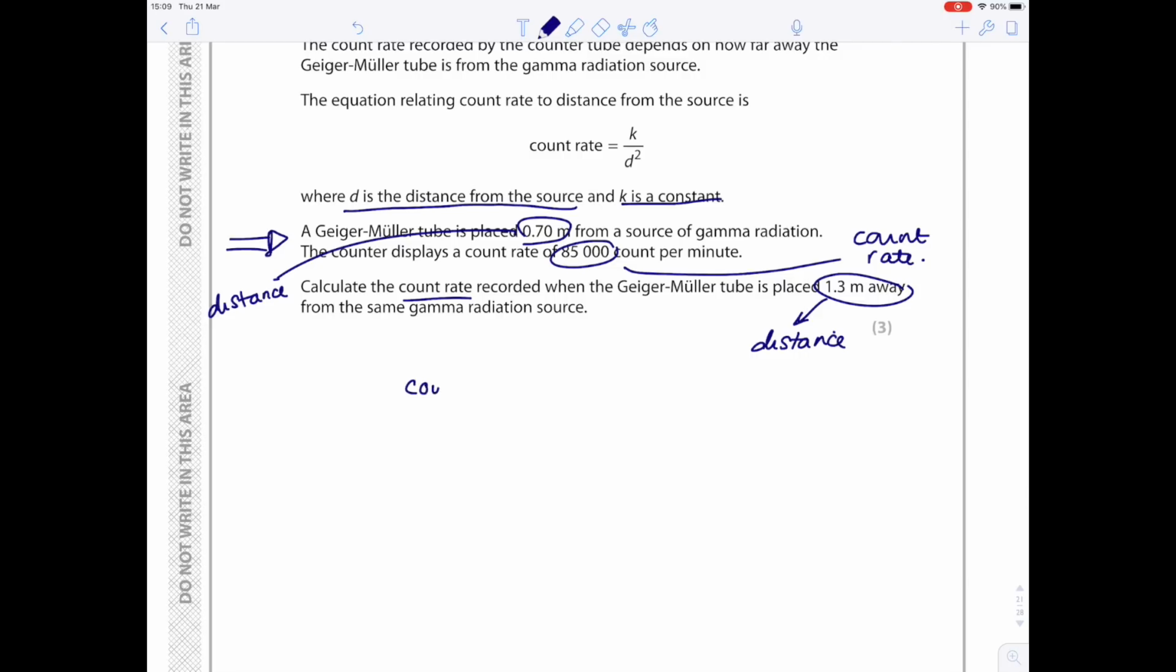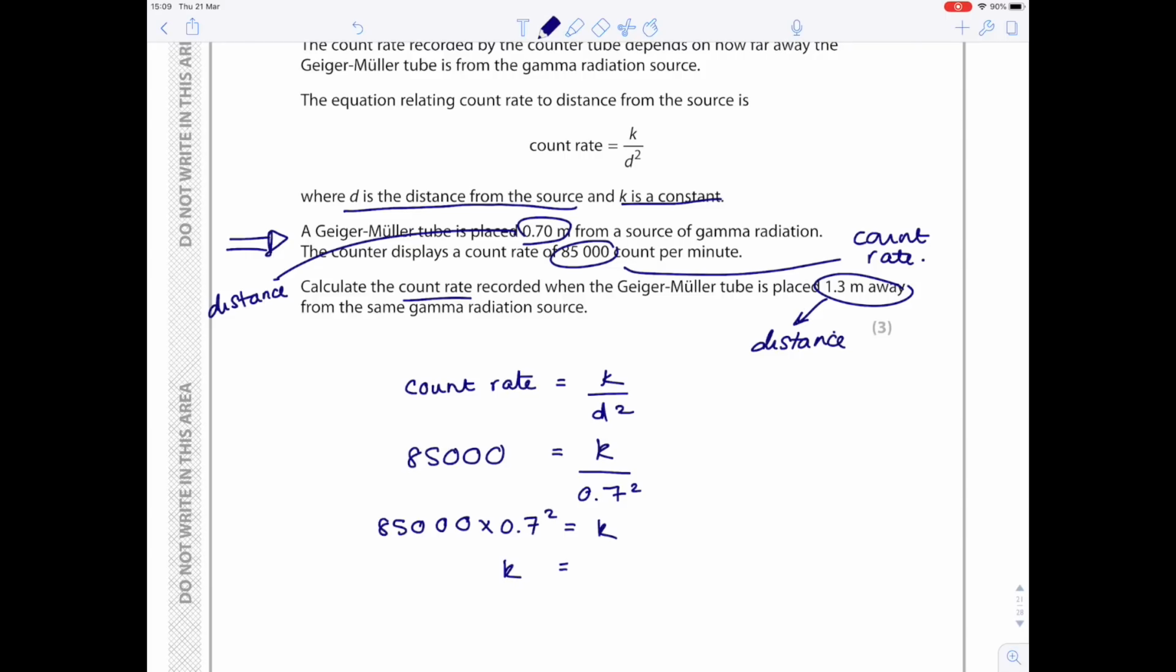So let's just write out that equation again. So the count rate up here is 85,000. We don't know k because that's what we're after, but the distance was 0.7. Remember, you need to square that. And then in order to work out k, you need to multiply 85,000 by 0.7 squared. And when you pop that into your calculator, you get a value for k, which is 41,650. So k is a constant, it doesn't change, it doesn't matter what distance anything is, that will remain the same.